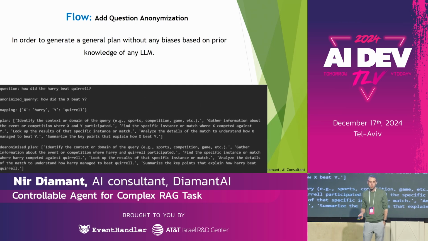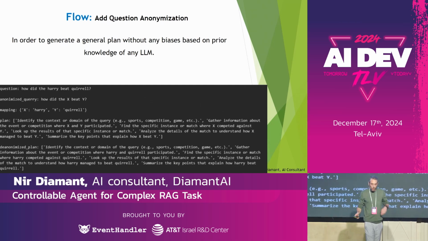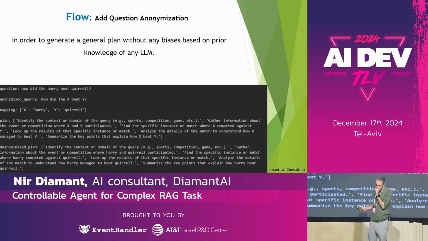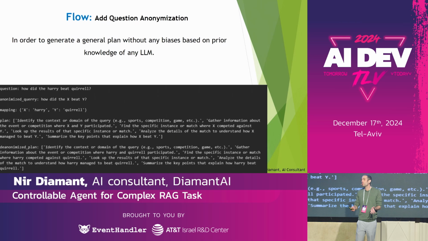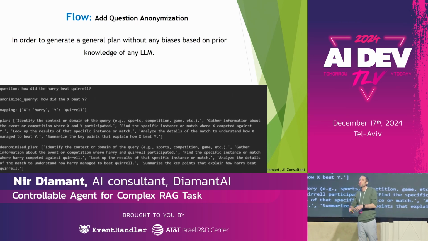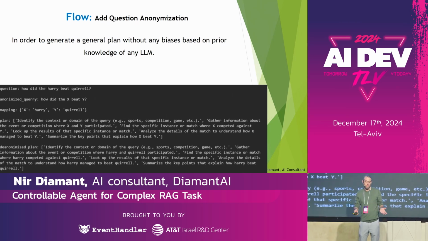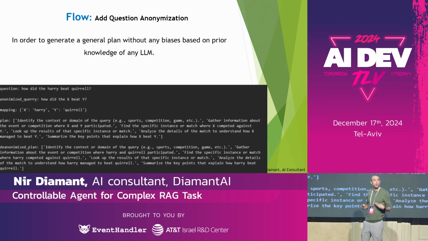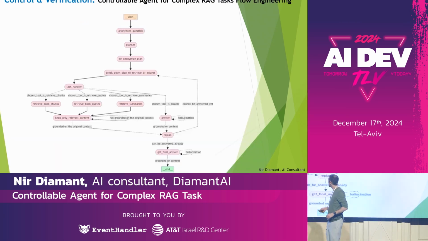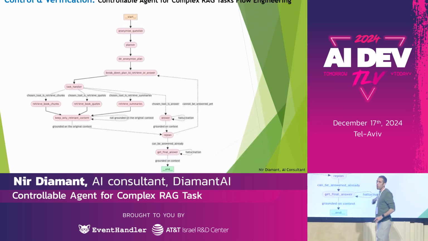So in this case, if we're asking, how did Harry beat Quirrell? We can replace it with, how did X beat Y? And according to this, we can build our plan. After we've built a general plan for those variables, we can replace them again and get our generic plan based on our own names.